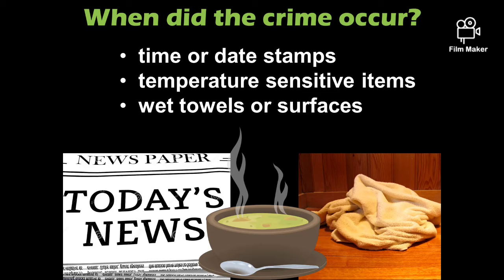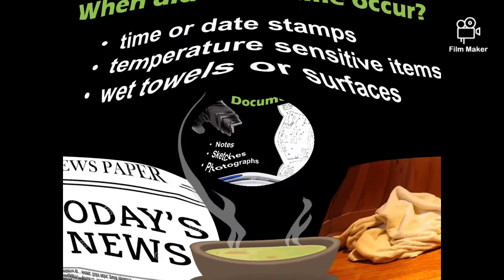You can also look for temperature-sensitive items. For example, cooked food that's still hot, ice cubes that are nearly melted, or a car engine that's still warm. Things like a wet shower curtain or a damp towel on the floor can also give some indication of timing and information about what may have occurred.